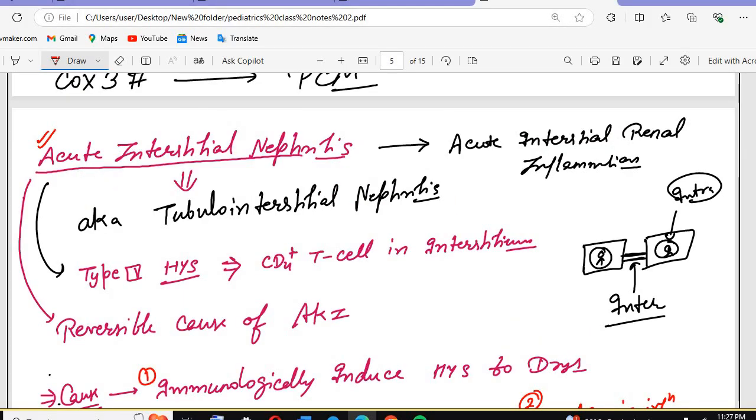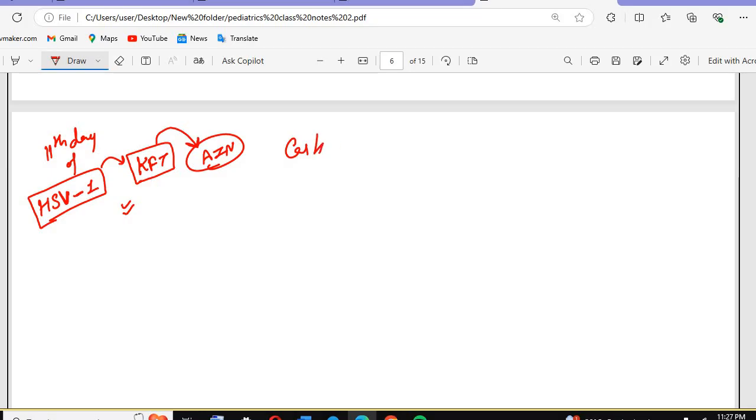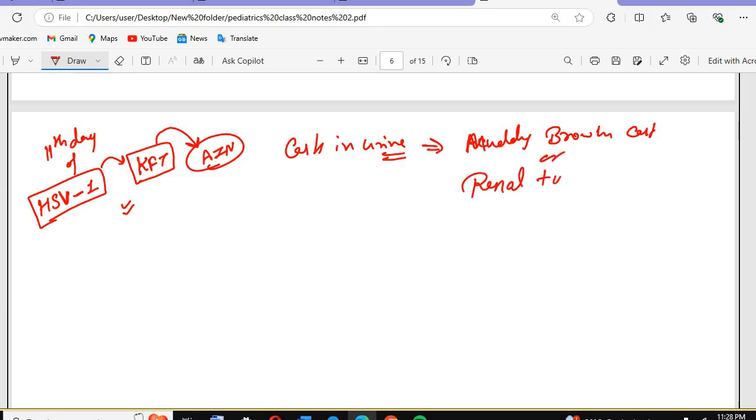And also remember the cast in the urine. We would be having the muddy brown cast, or renal tubular cast. I told you these casts are in the case of acute tubular necrosis. This is more suggestive of acute tubular necrosis. We may also see it in AIN, but again it is more suggestive of acute tubular necrosis. Okay.